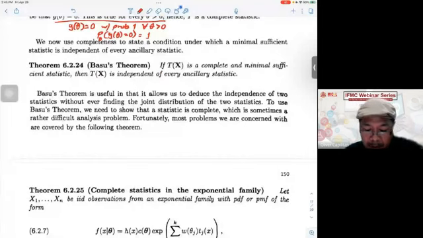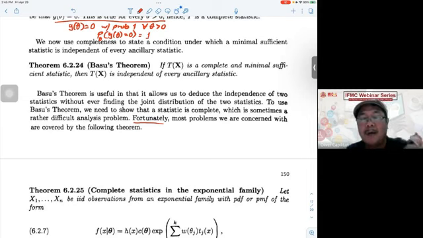To use Basu's theorem, we need to show that the statistic is complete. It's not only minimal; we need to show it's complete, which is sometimes a rather difficult analysis problem. Showing that the statistic is complete is difficult because you first show that the family of probability distributions is complete, satisfying the conditions in our definition. But fortunately, most problems we are concerned with are covered by the following theorem.